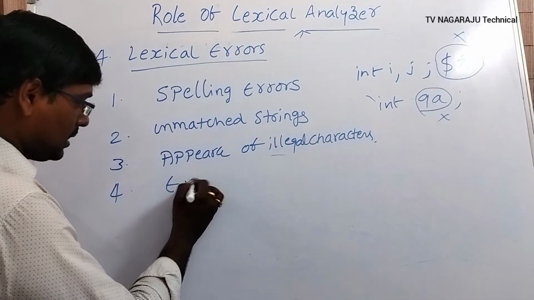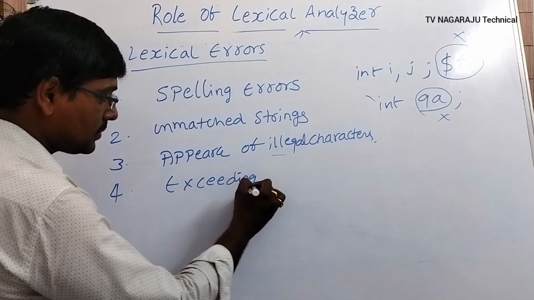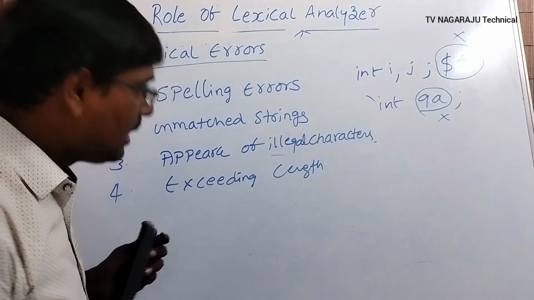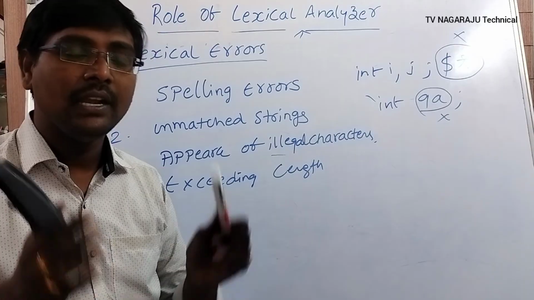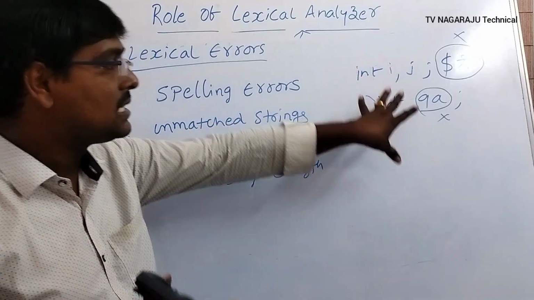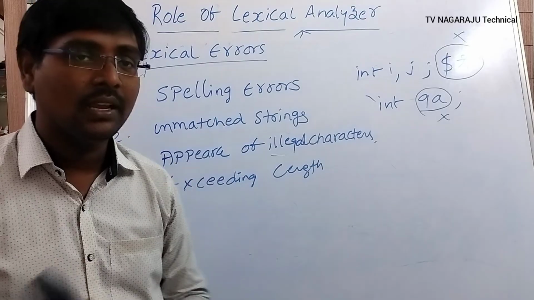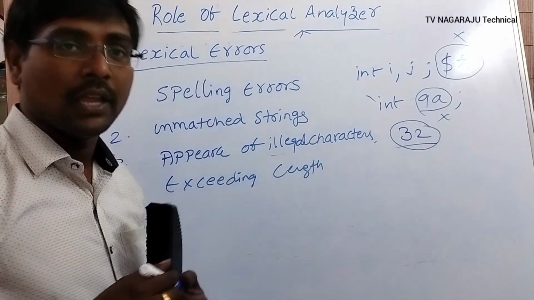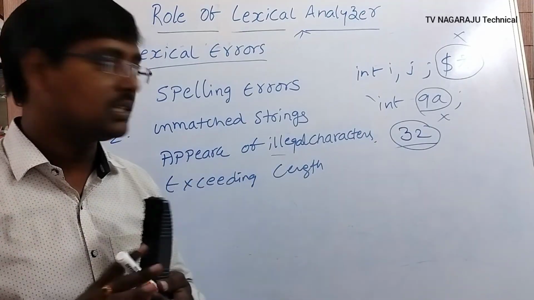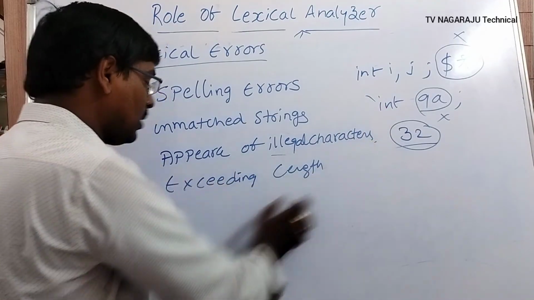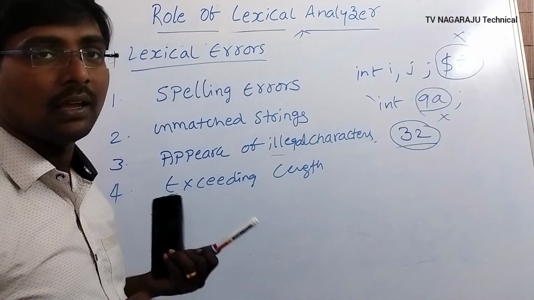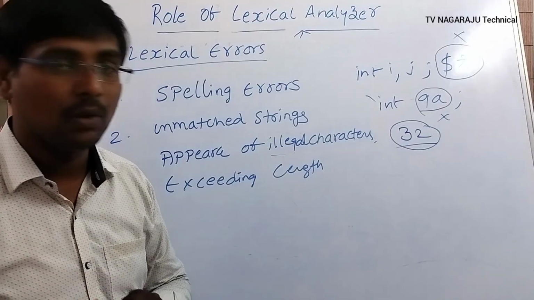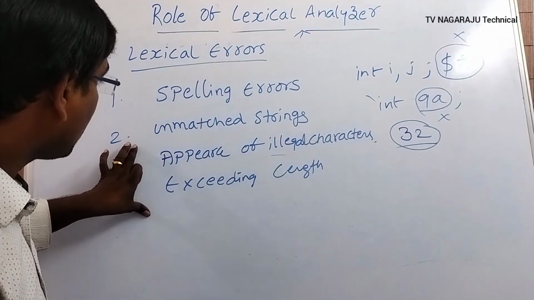Now the last one is exceeding the length of the identifier. Each and every identifier has some fixed length. Suppose, considering C language, a variable has a maximum of 32 characters. Only 32 characters are allowed. If there are more than 32 characters, it leads to an error. Coming to Python, there is actually no restriction on the length of a variable name. So these are different types of errors.